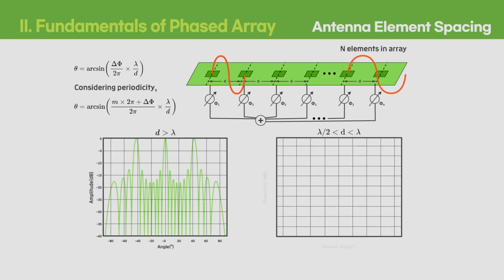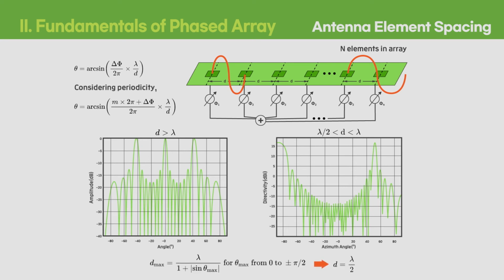If the spacing is larger than a half wavelength and smaller than a wavelength, a grating lobe also appears in the ±90-degree angles as well. Thus, to theoretically reject the grating lobe from the ±90-degree angles, the maximum allowable antenna spacing is a half wavelength, and this is why most array antenna spacing is set to a half wavelength.